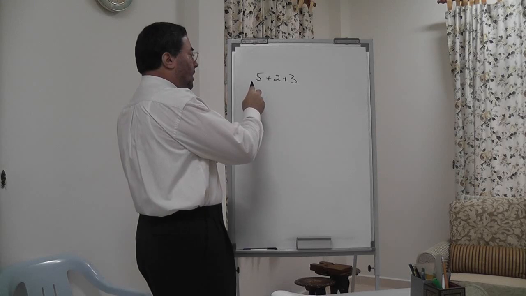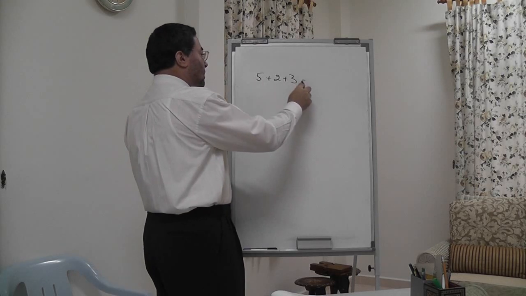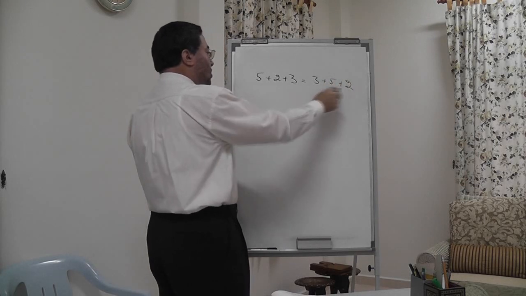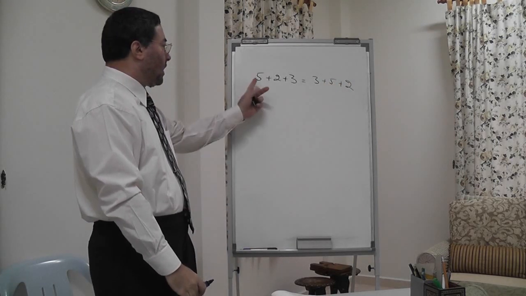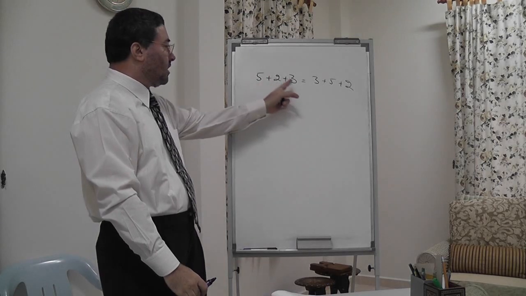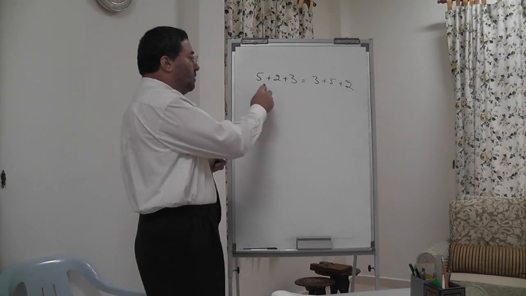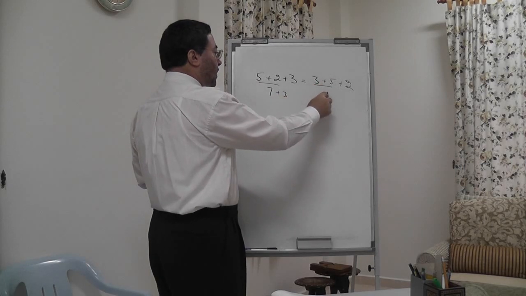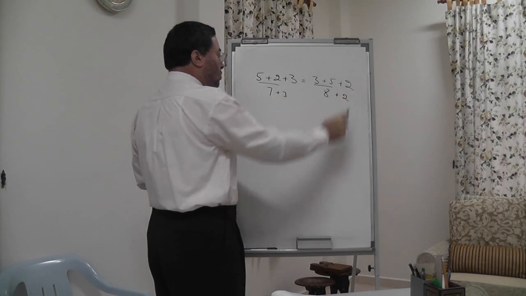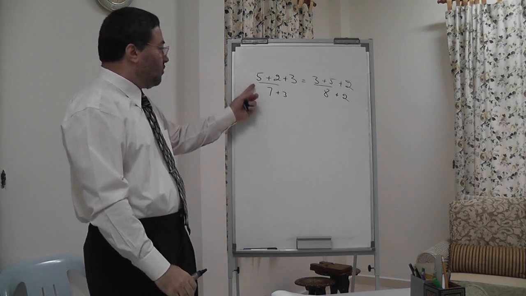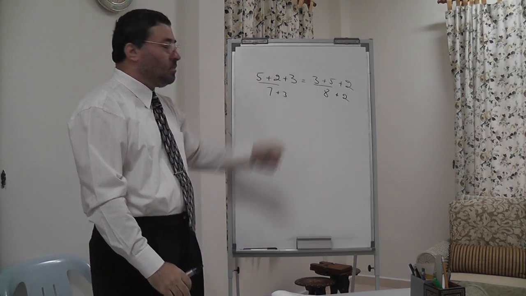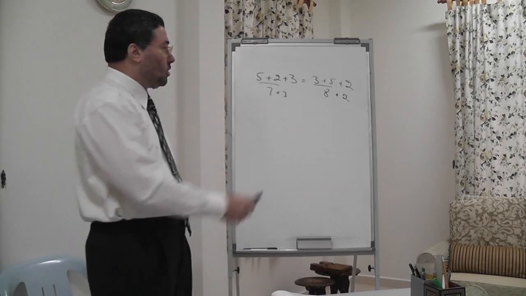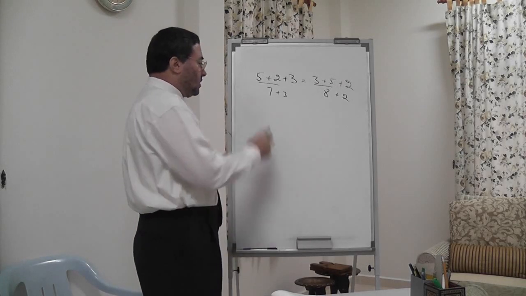We have three numbers added together. If we change the order of addition, here we are adding 5 to 2 first, and then the result, which is 7, will be added to 3. In this case, we are adding 3 to 5, 8, and then adding it to 2. If we change the order of the numbers, the answer will still be the same. This is called the commutative property of addition.